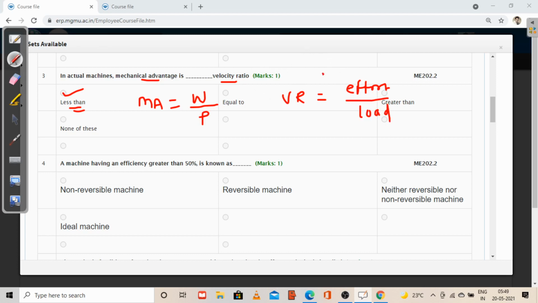Okay, I have to write here distance traveled by effort to distance traveled by load. Okay, so in actual machine, mechanical advantage is always less than velocity ratio.